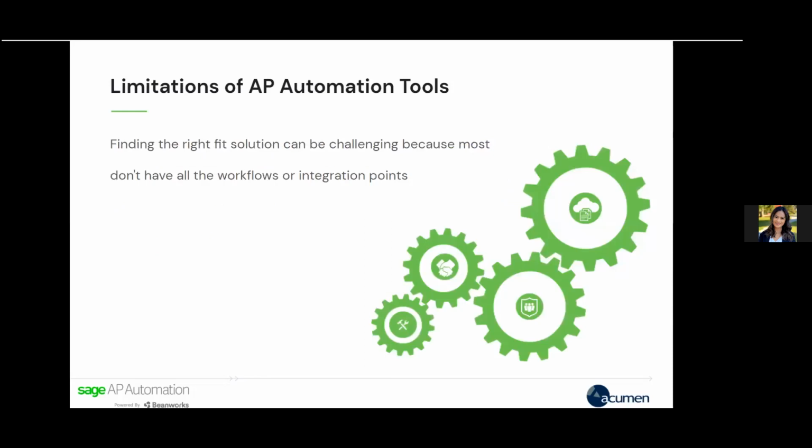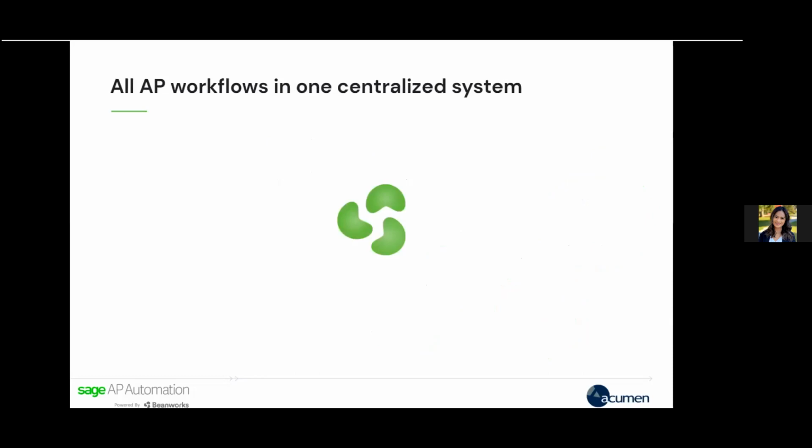If you're ready to install an accounts payable software, make sure to check on what workflows they automate. The challenge here is finding the right fit because most automation providers don't have all AP workflows or integration points. So you might have automated one part of the workflow, but end up managing other operations in separate systems rather than one place. When searching for an AP automation software, look for a solution that ties in all functions in one central platform: purchase orders, invoices, payments, and expenses.